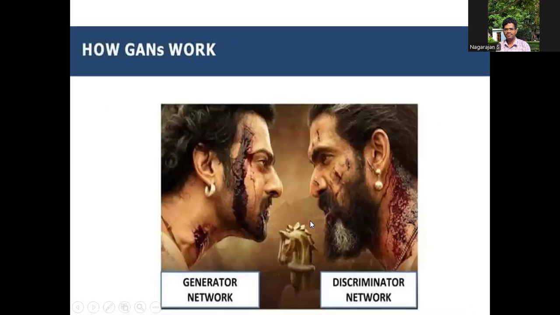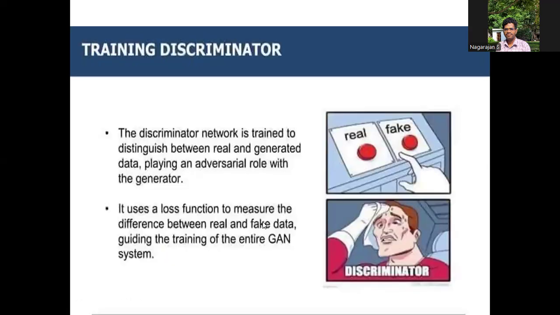How does a GAN work? Let's see a diagram. This is the generator network. This is the discriminator network. You can see the similarity here, the dissimilarity here, and the training. So if you want, you can train. First of all, train the discriminator, which will help you distinguish the real and generated data. And if you use the loss function, it is also helpful to measure the difference between the real and fake data very easily and to guide the training of the entire GAN system.